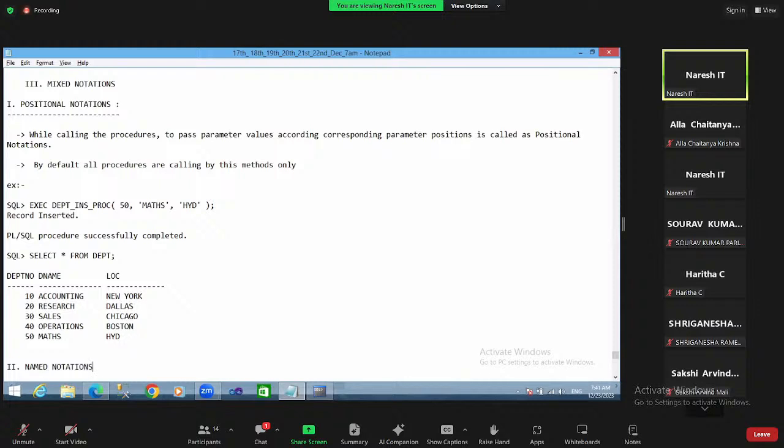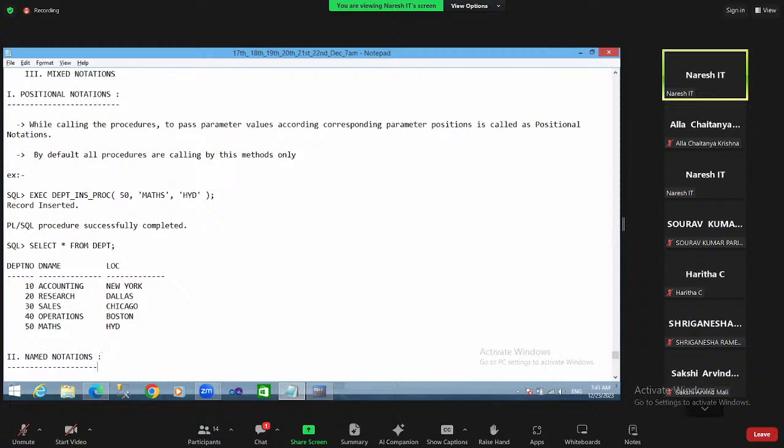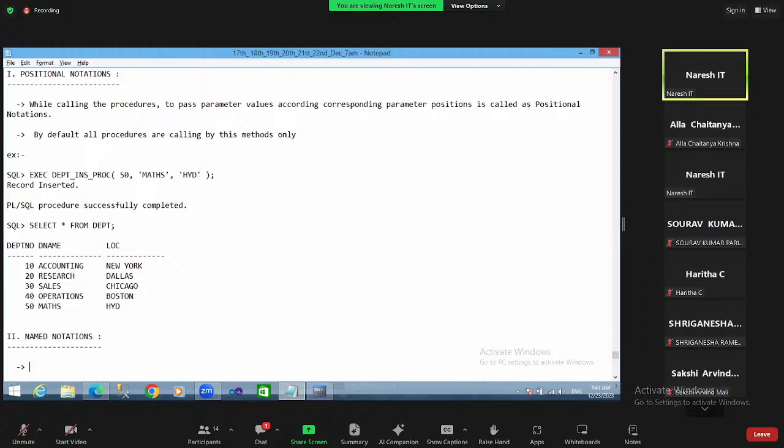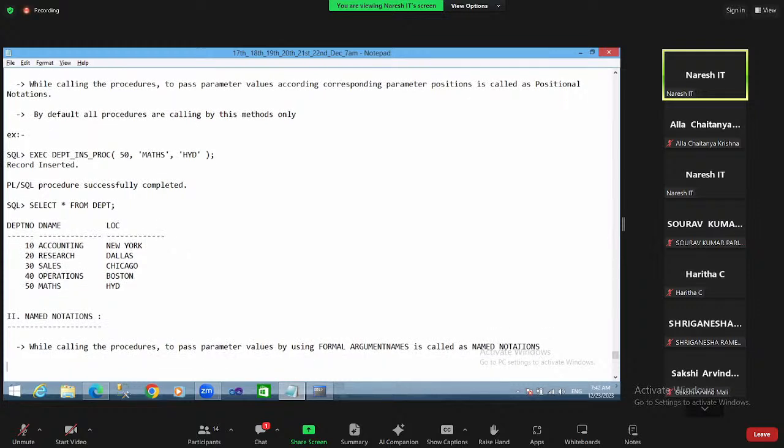Named notations, guys. What is the meaning of named notation? While calling the procedures, passing parameter values by using formal argument names is called named notation.